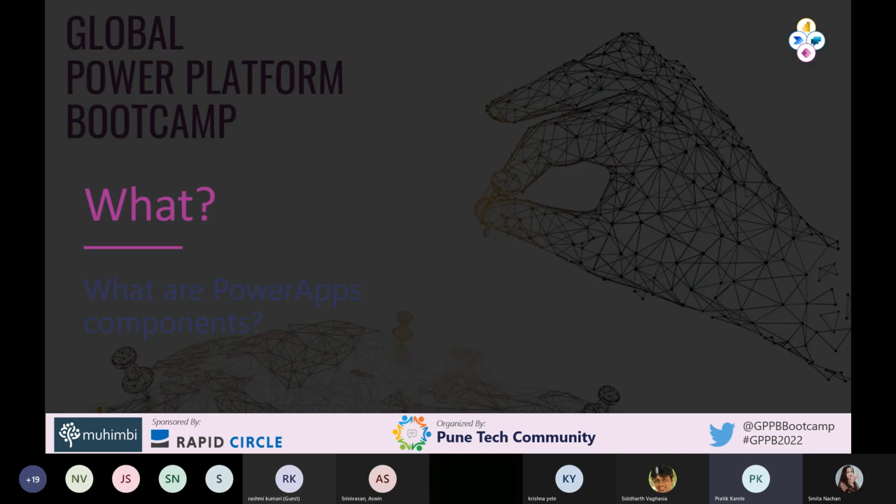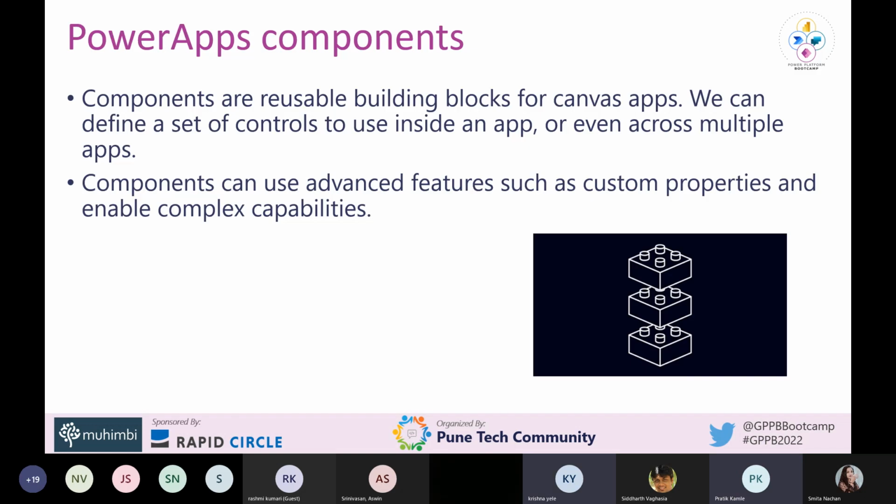Let's start with the question that a few of us might already have: what exactly are Power Apps components? Power App components are basically reusable building blocks that we can have in our Canvas apps. There are controls that we can define, which can be used in our app, and which can also be used in multiple other apps. There are some custom property features available in components which can enable complex capabilities for us. That's basically what Power Apps components are.